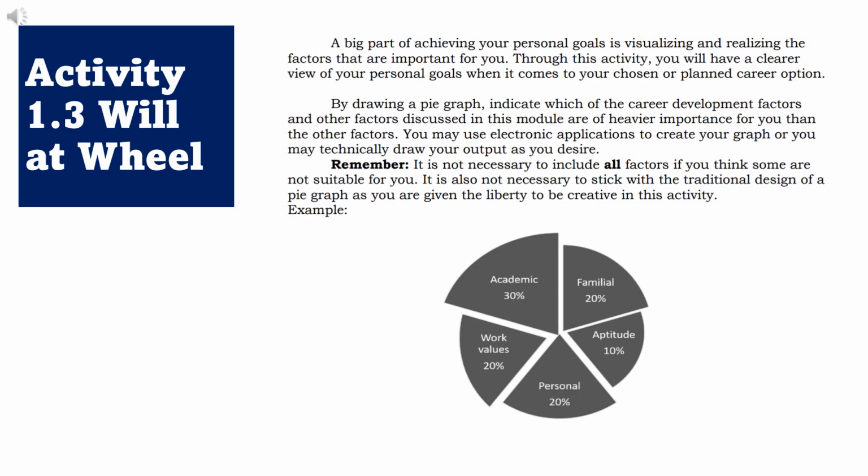Activity 1.3 Will at Wheel. A big part of achieving your personal goals is visualizing and realizing the factors that are important to you. Through this activity, you will have a clearer view of your personal goals when it comes to your chosen or planned career option. By drawing a pie graph, indicate which of the career development factors and other factors discussed in this module are of heavier importance for you than the other factors. You may use electronic applications to create your graph, or you may technically draw your output as you desire. Remember, it is not necessary to include all factors if you think some are not suitable for you.